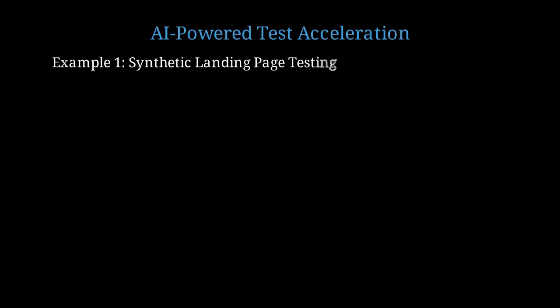Example 1. Synthetic landing page testing. Using AI tools like GPT-4 with DALL-E or Midjourney, you can generate complete landing pages in under 2 hours. The copy, images, and design are all AI generated based on your hypothesis.